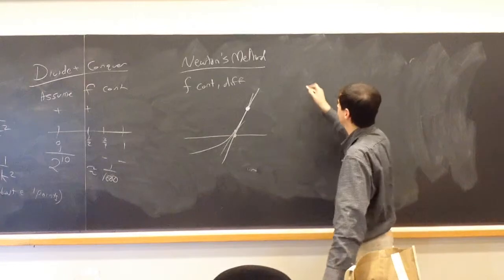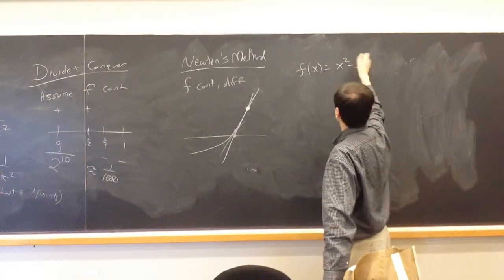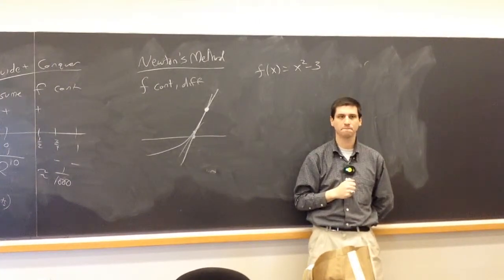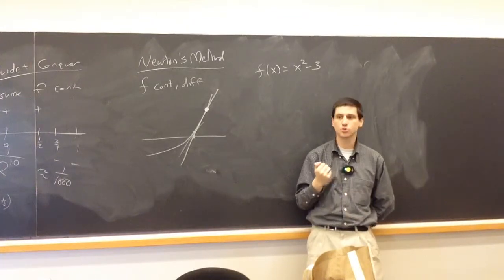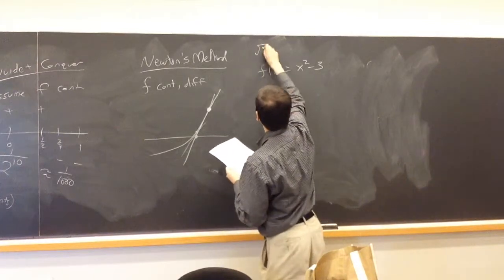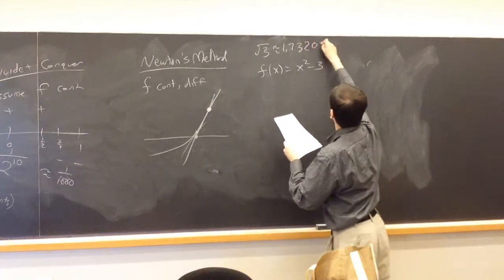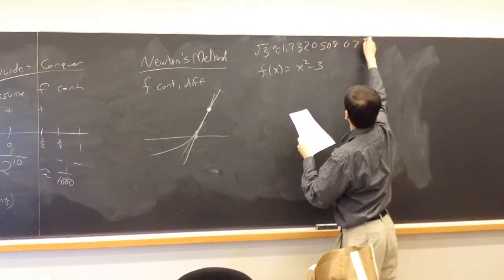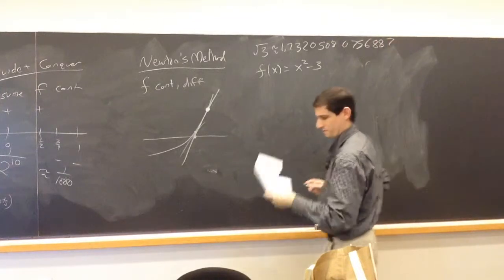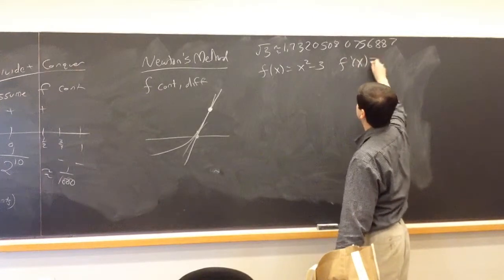So roughly what goes on is the following. Let's say we have f of x is x squared minus 3. So what am I trying to find? What number am I trying to find? Square root of 3. Just because my memory is not so good, the square root of 3 is approximately 1.732050807568. That should be enough. f prime of x is equal to 2x.